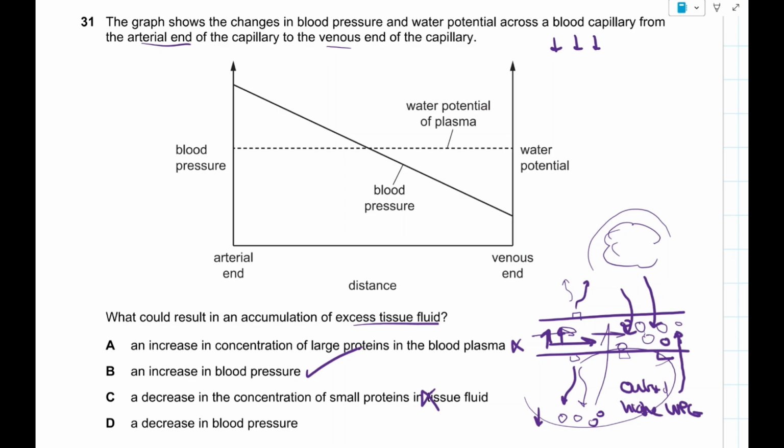Therefore, this is incorrect. And then for D, a decrease in blood pressure. Now, it's opposite to this point. Therefore, this is incorrect. Because if you decrease the blood pressure, the less tissue fluid is going to leave because there's less hydrostatic force. Therefore, the answer must be B.